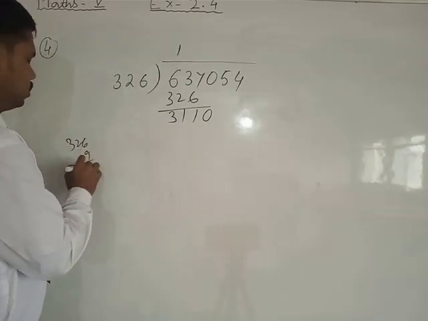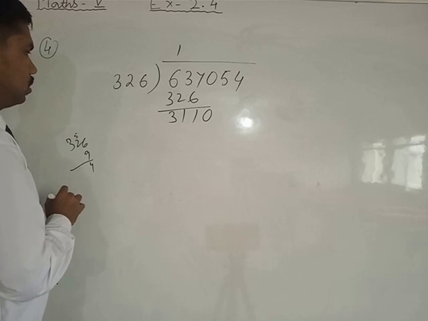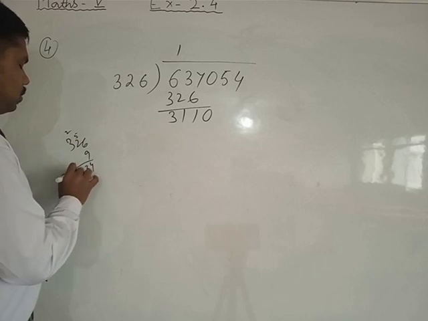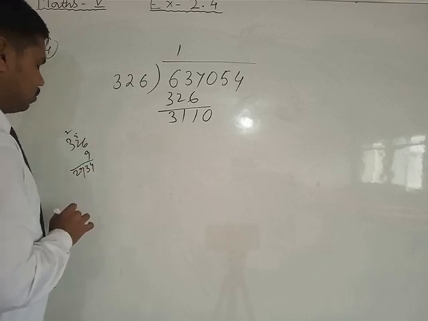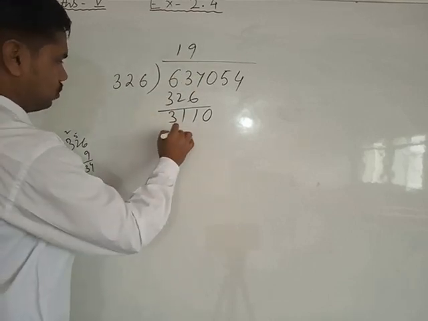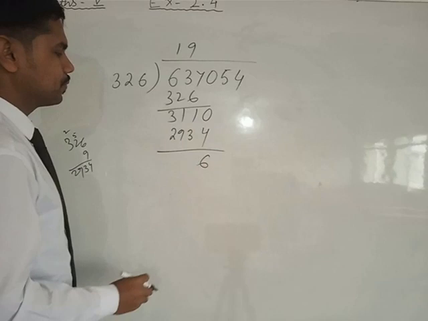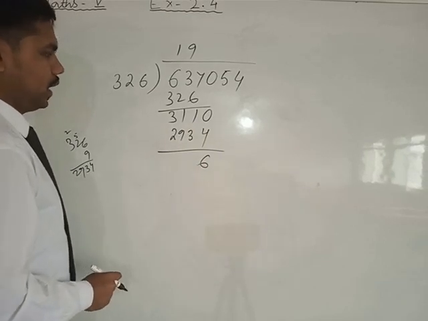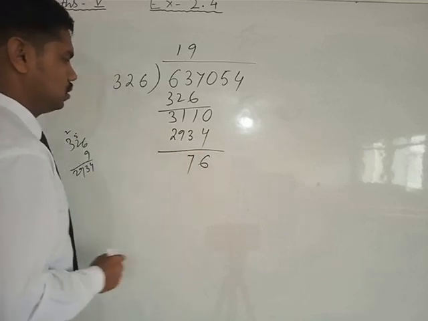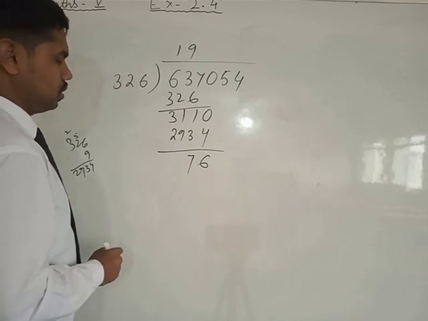326 times 9. 6 nines are 54, carry 5. 18 plus 5 is 23, 29. So 2934. So let's check with 9 again, 2934. Then 6, and this will be 0. Now this will also be 0.